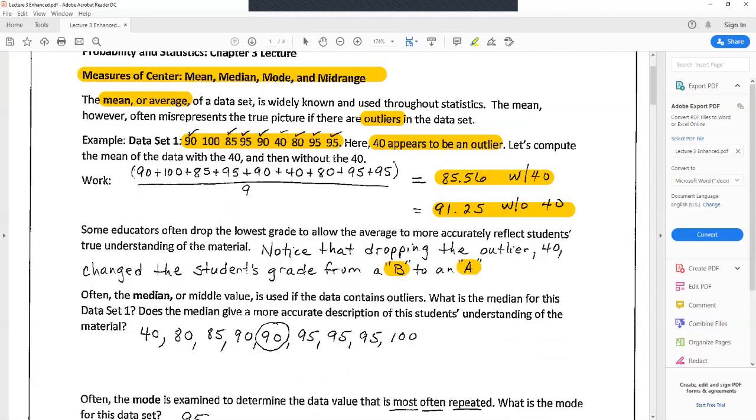So as a statistician, you're going to have to decide sometimes, am I going to throw out the outlier or not? Sometimes there may be a valid reason for doing so.